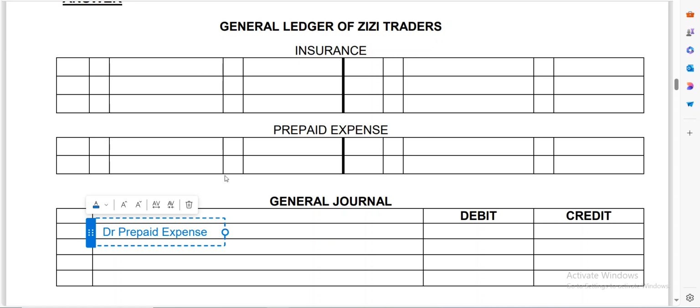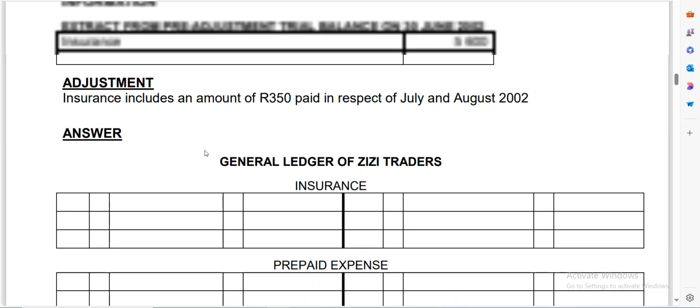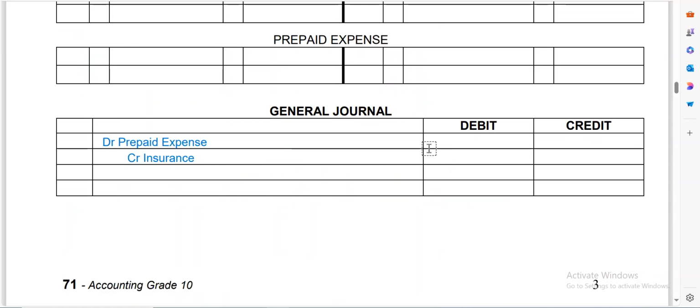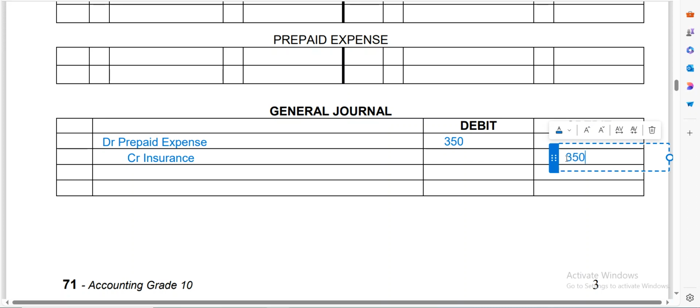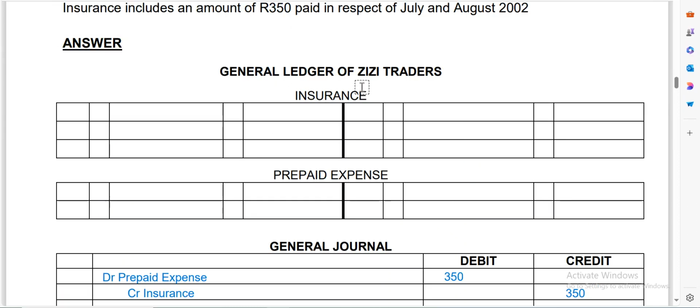So we debit prepaid expense, and therefore we need to credit insurance, because that is an expense that needs to be reduced, and we know that insurance as an expense is reduced on the credit side. And if you check here, they said that that amount for July and August is 350. So we will debit prepaid expense by 350, and then we also credit insurance by 350. So now once we've done this journal entry, it helps us to know automatically how we are supposed to do this in the general journal, as they've said here.